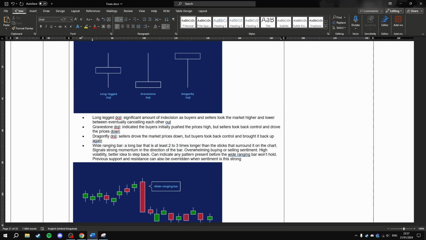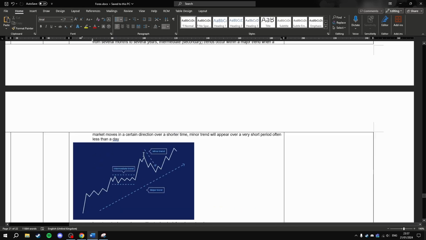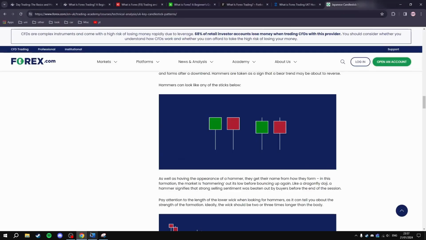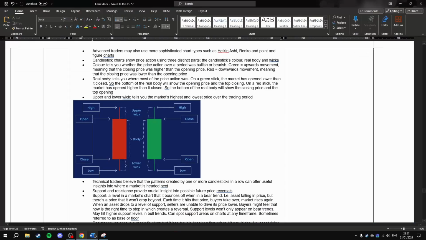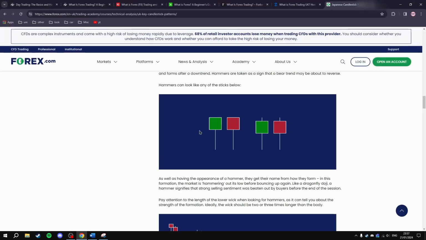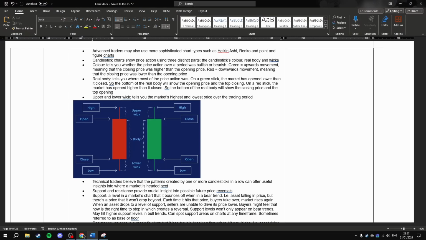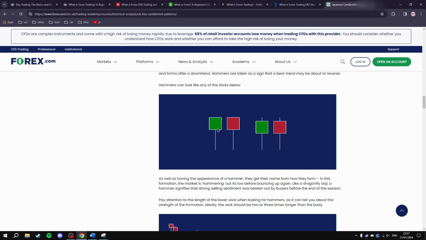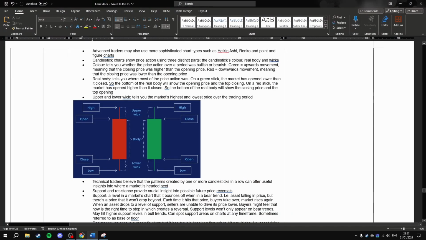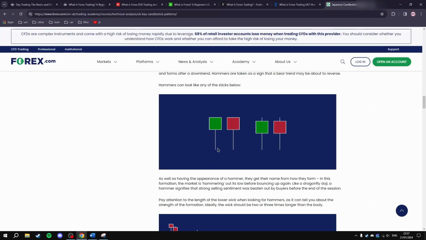So the hammer, if it's a green one, that means it's upward movement. So the green one's high is at the very top. It opened here, dropped to its low, but then it closes at its high.